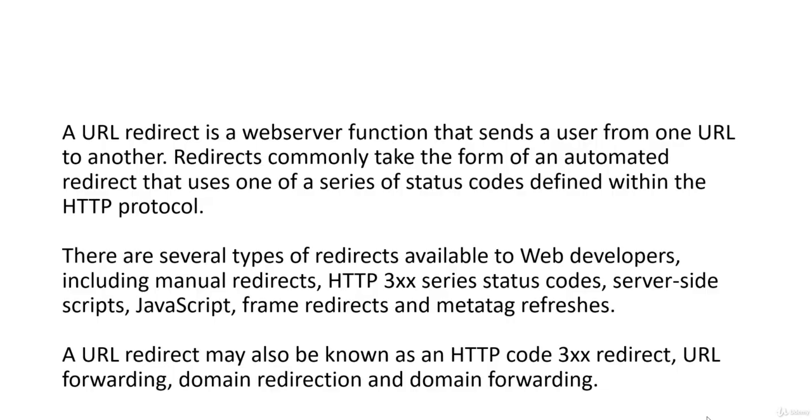There are several types of redirects available to web developers, including manual redirects and the HTTP 3xx series status codes. So this is very important. We also look at the 301, 302 and 303 status codes to see if URL redirection is possible in a particular parameter or not, because we are in the boundary of XSS.